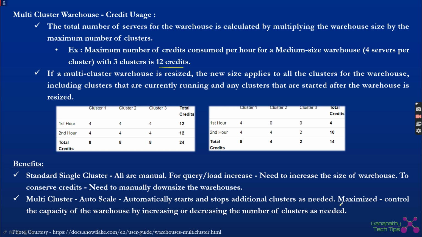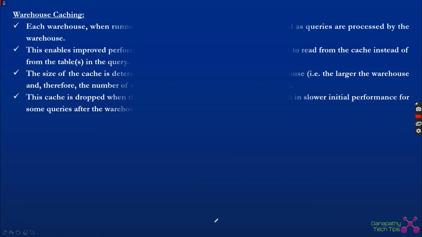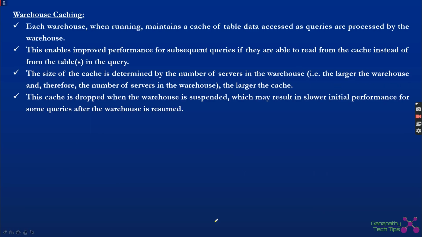And also, if you are going ahead with maximized mode, you have complete control over the capacity of the warehouse by increasing or decreasing the number of clusters needed. Typically, multi-cluster warehouses are very beneficial when it comes to multiple levels of workloads, loads, and queuing. And one important thing to note is the warehouse caching mechanism.